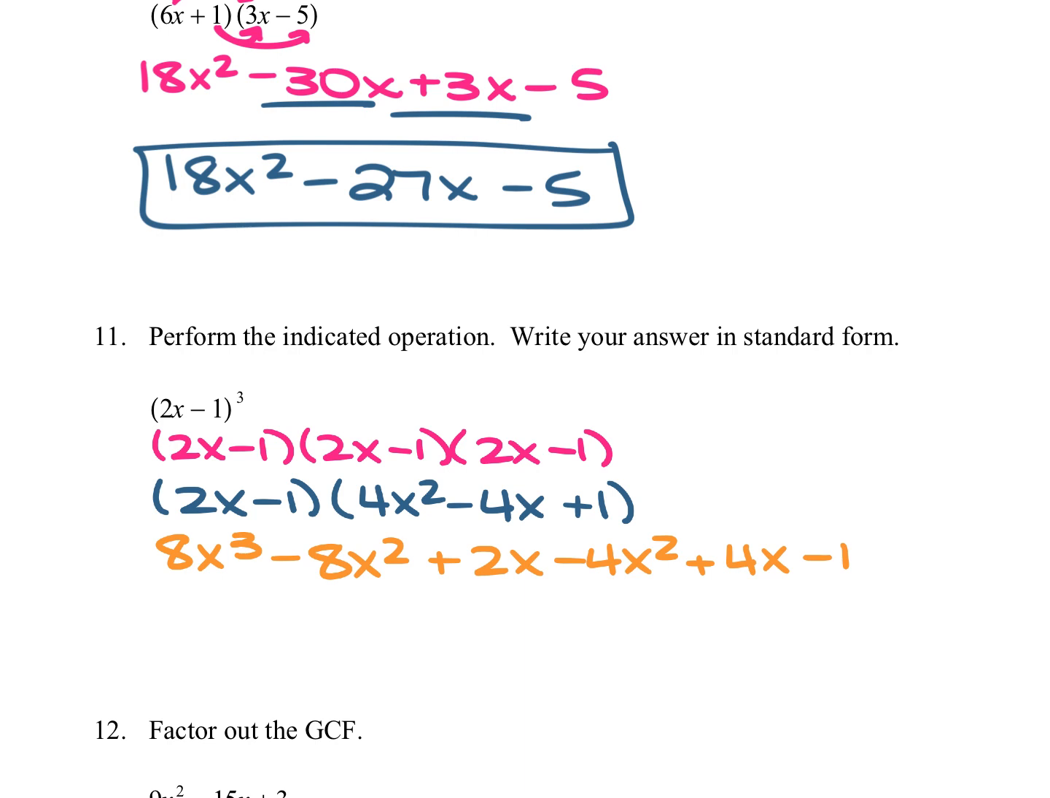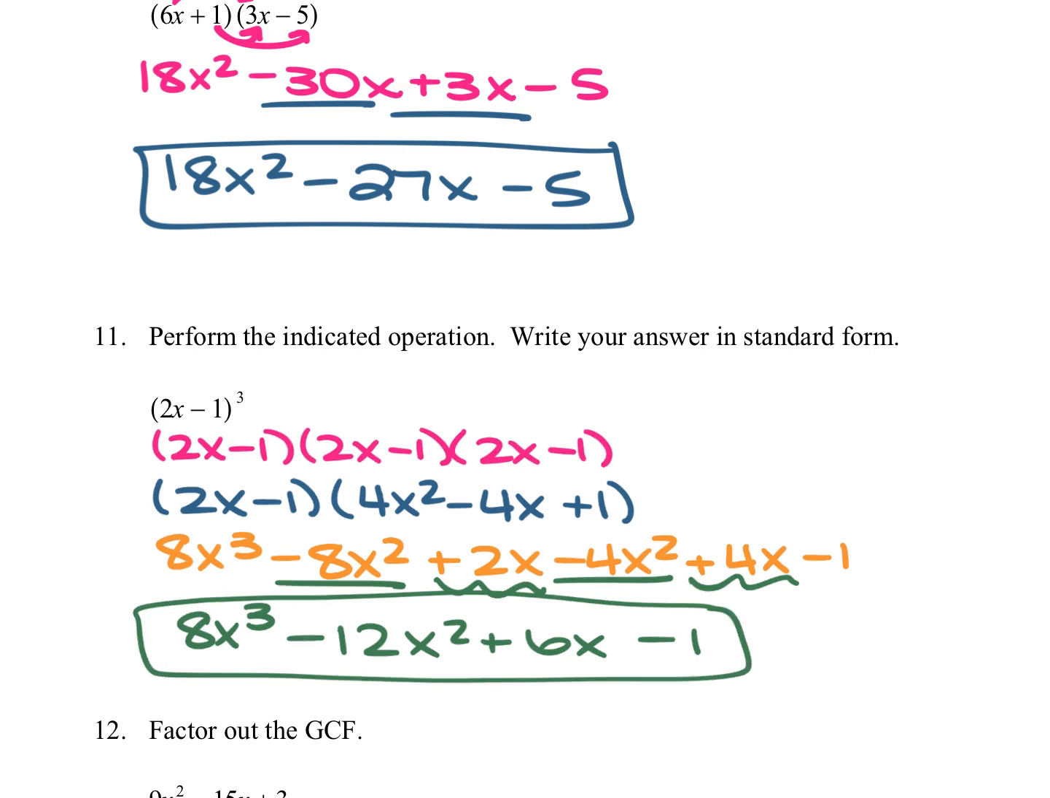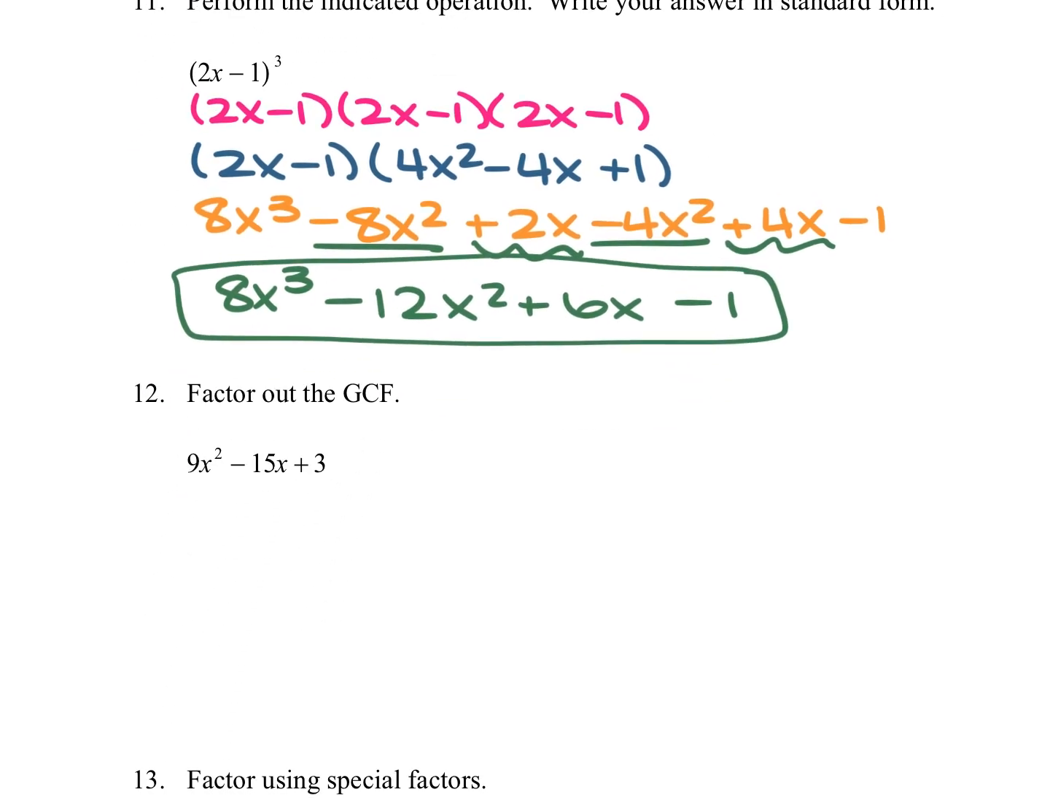Combine your like terms. The 8x cubed goes down first. Then you have negative 8x squared minus 4x squared, just negative 12x squared. Then 2x plus 4x is 6x minus 1. For 12, we're factoring out the greatest common factor from 9x squared minus 15x plus 3. They're all divisible by 3, so that's going to give us 3 times 3x squared minus 5x plus 1.